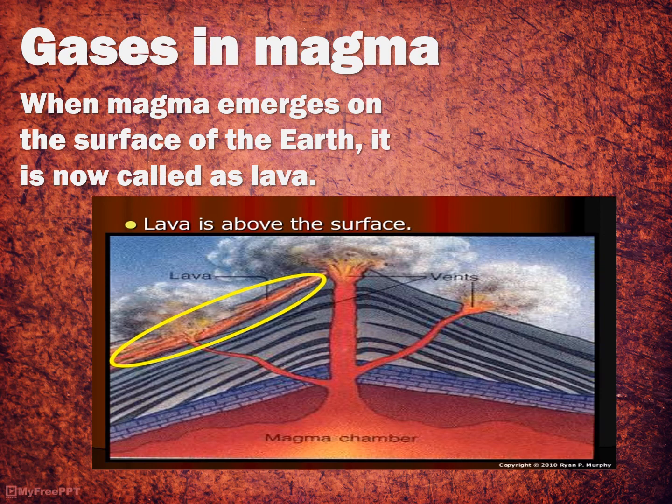So when magma emerges on the surface of the Earth, it is now called lava. Again, as I have talked about earlier, underneath the Earth's crust, we call the molten rocks magma. But once it is released onto the surface of the Earth, it is now called lava.